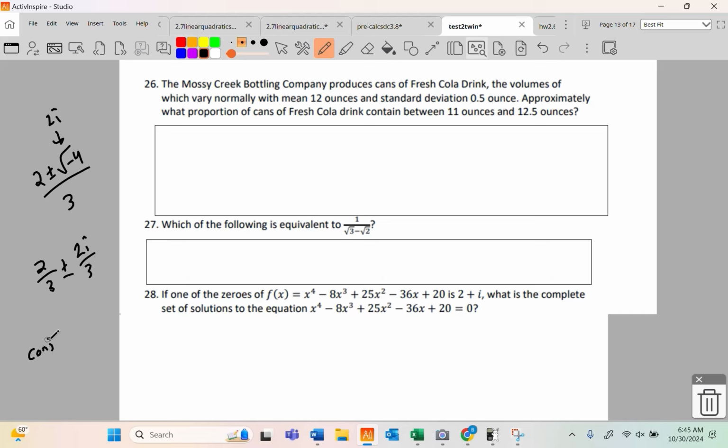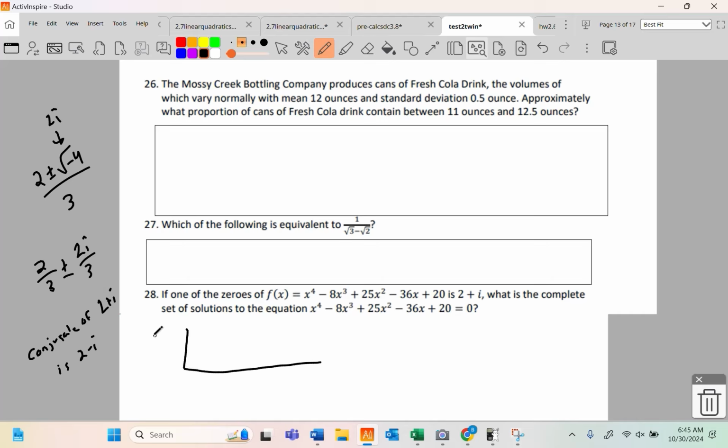The conjugate of 2 plus i is 2 minus i. Turns out I actually know 2 of the 4 zeros of this thing. And we're going to do a little technique called synthetic division, which you'll learn about in the next unit. This is something we do in Unit 3, although not with imaginary numbers. But this is a challenge exam question.